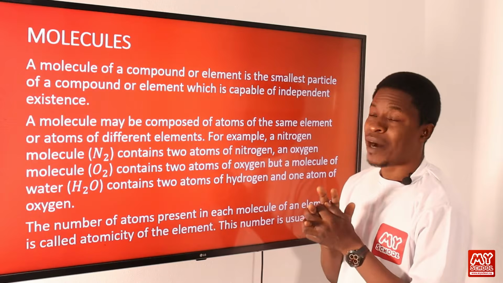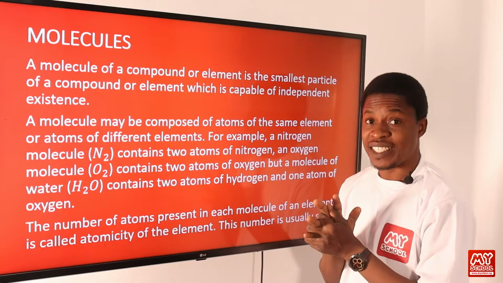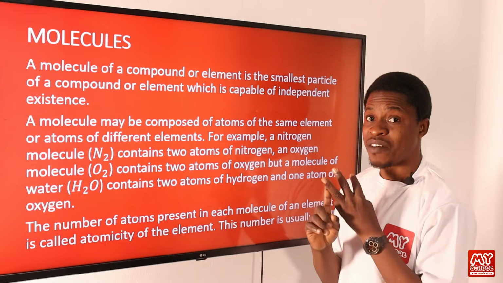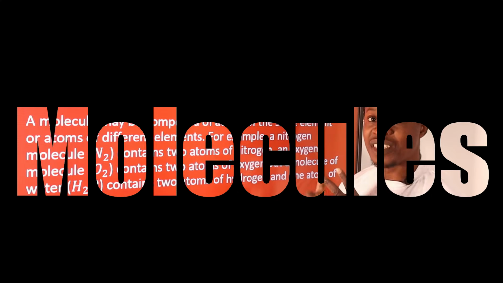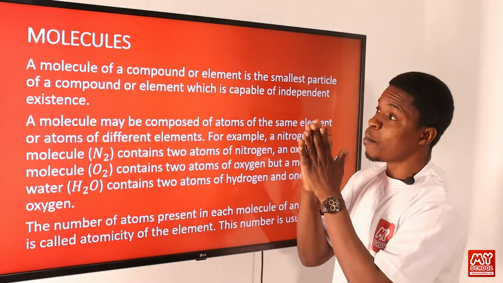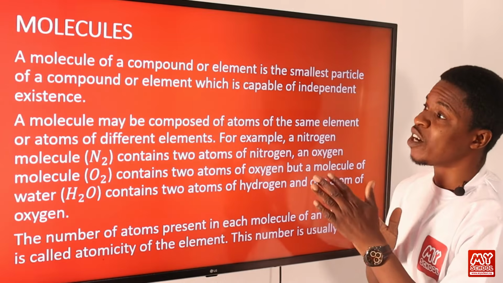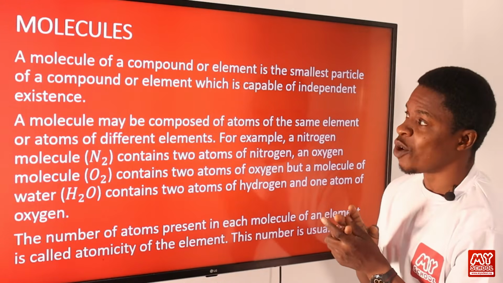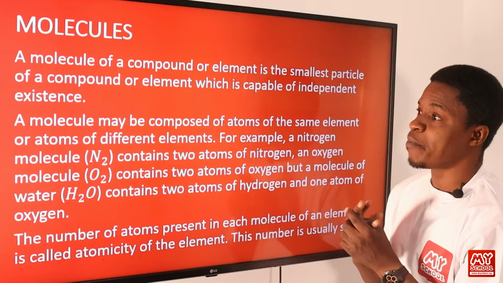The second particulate nature of matter is molecules. Remember, we said there are 3 particulate natures of matter. We have atoms, we have molecules, and we have ions. We talked about atoms already. Now, molecules. A molecule of a compound or element is the smallest particle of a compound or element which is capable of independent existence.